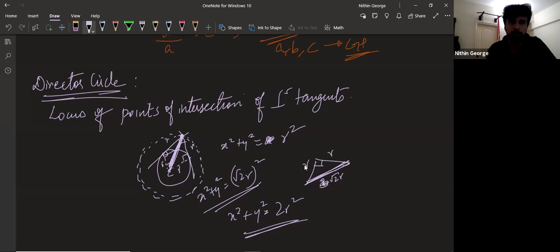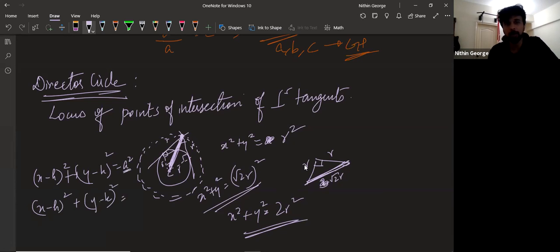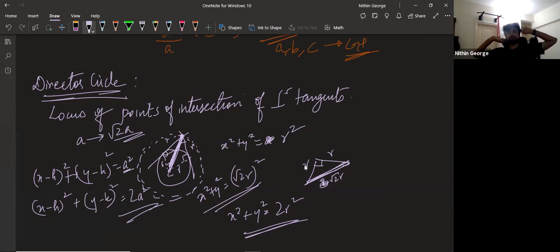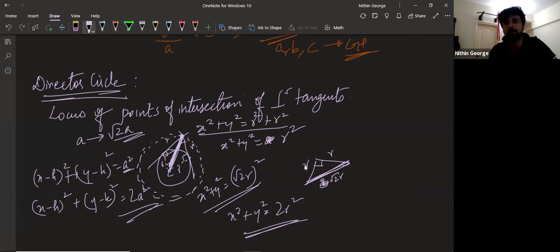Simply, if you have (x minus h) square plus (y minus k) square equal to a square, how do you find its director circle? It's almost the same: (X minus h) square plus (Y minus k) square equal to, you convert the radius into root 2 times itself, so this becomes 2a square. As simple as that. This becomes the director circle. Got this, guys? So in other words, x square plus y square equal to r square plus r square becomes the equation of the director circle.